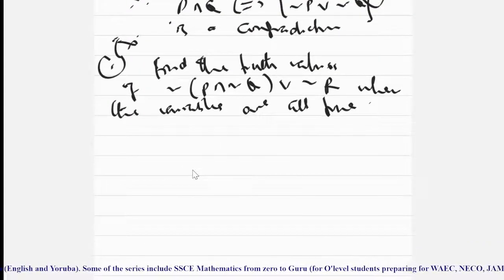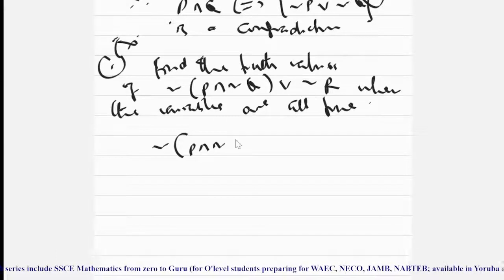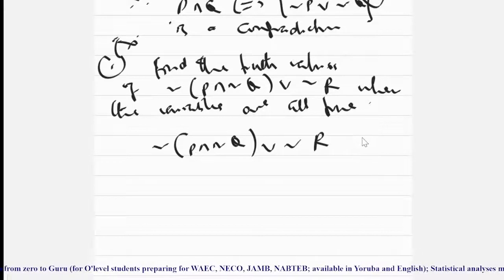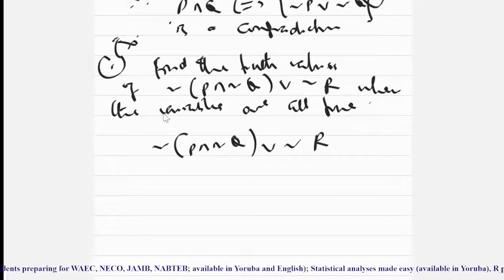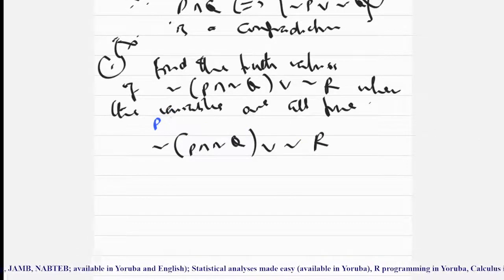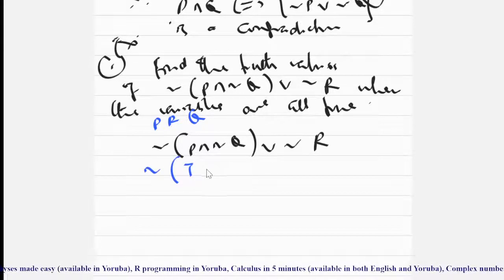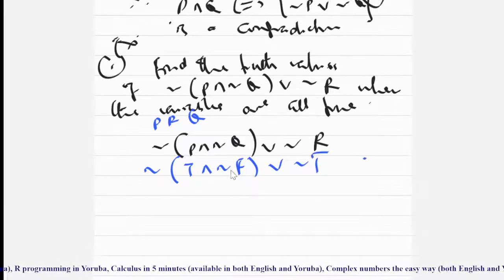So you have to find the truth values of this, P and Q or R, when the variables are all true. What they mean by that is variables P, Q, R, they are all true. If I were you, just change the variable to true since we were given they are true. So then I'm going to have true and false or true. I hope you understand now.